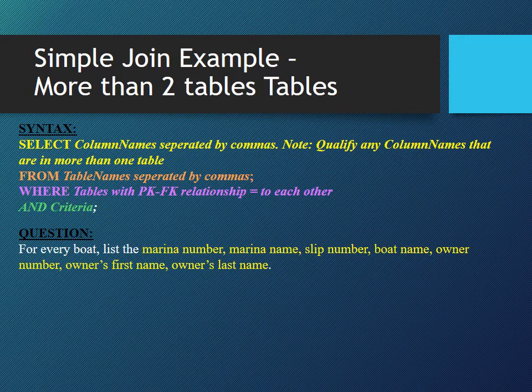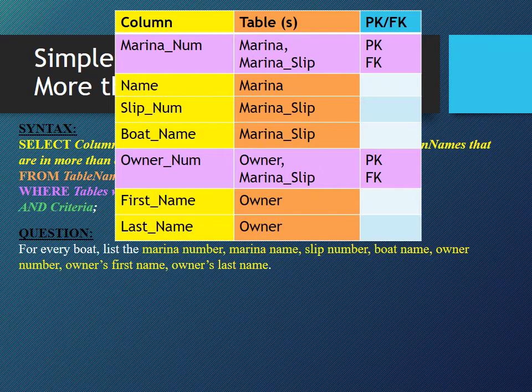Once again, I am using the color-coded grid to assist me in constructing my query. It's the same column names as in the previous example with the addition of the name column. That makes the marina table now needed since the name is only in the marina table. That means I have two sets of connections to build in the where clause as you see here in my query.